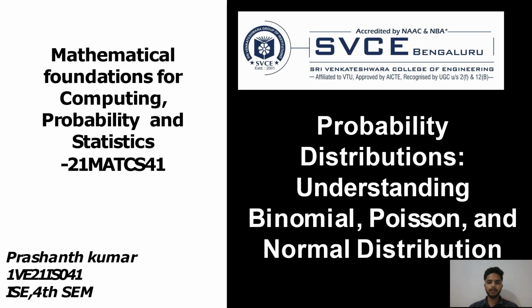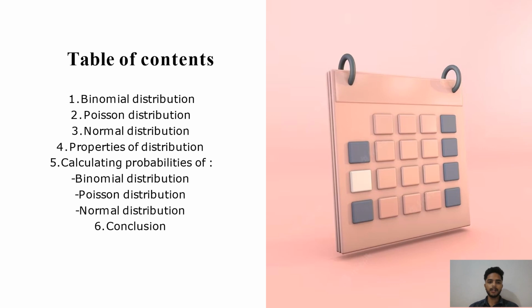Statistics. Today my topic is about probability distributions, understanding binomial, Poisson and normal distribution. Table of contents: binomial distribution, Poisson distribution, normal distribution, properties of distribution, calculating probabilities of binomial distribution, Poisson distribution, normal distribution.